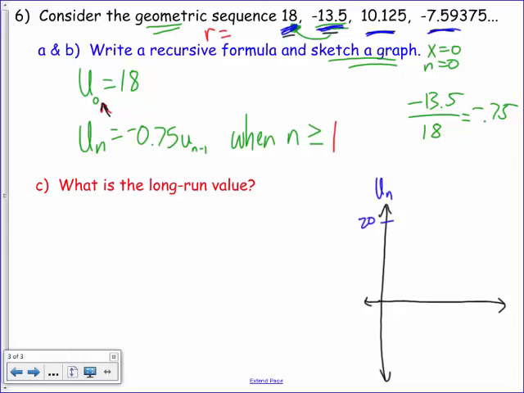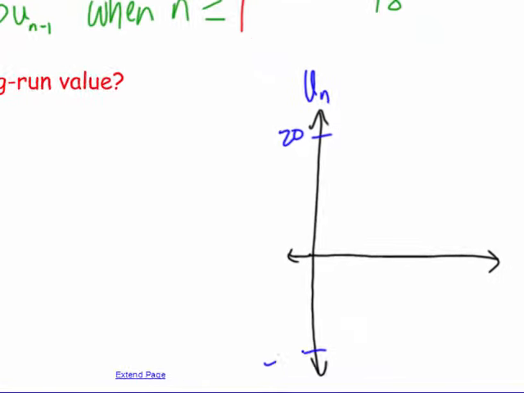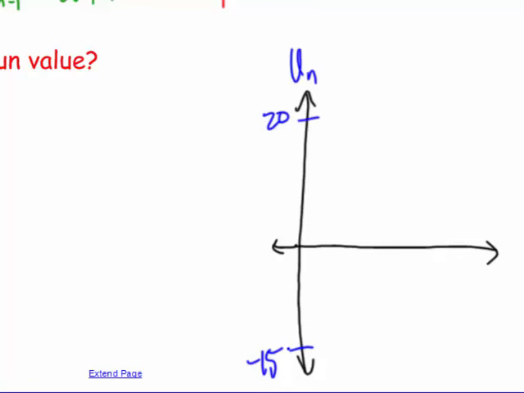I could jump a little bit ahead, and I could go down to like negative 15. So maybe I might just count by 5s: 5, 10, 15, 20. That would be a good idea, right? Because it's never going to go above 20, and it's never going to go below negative 15.